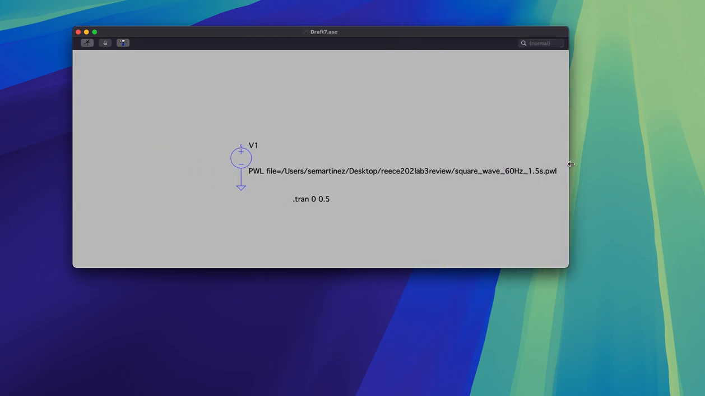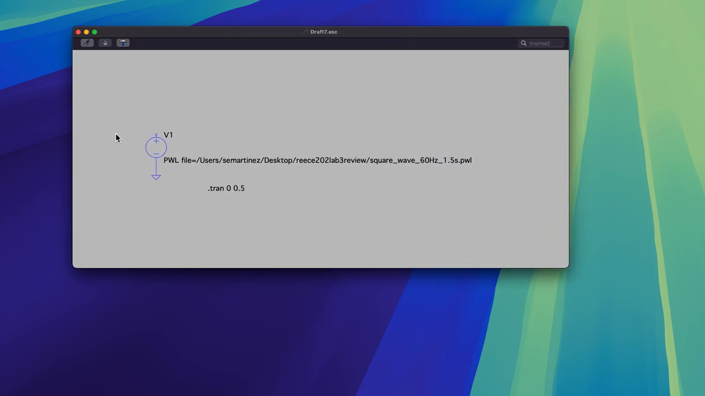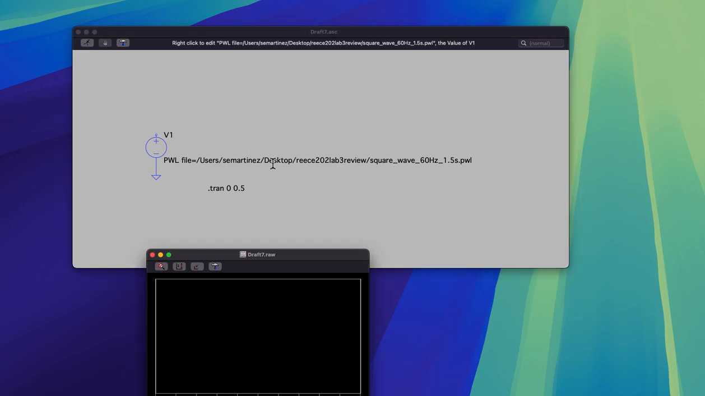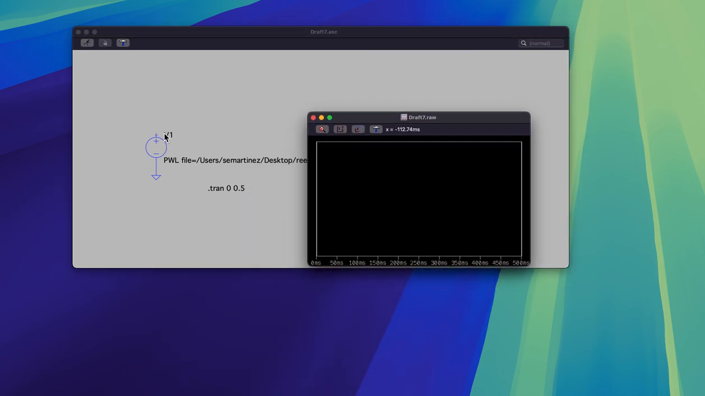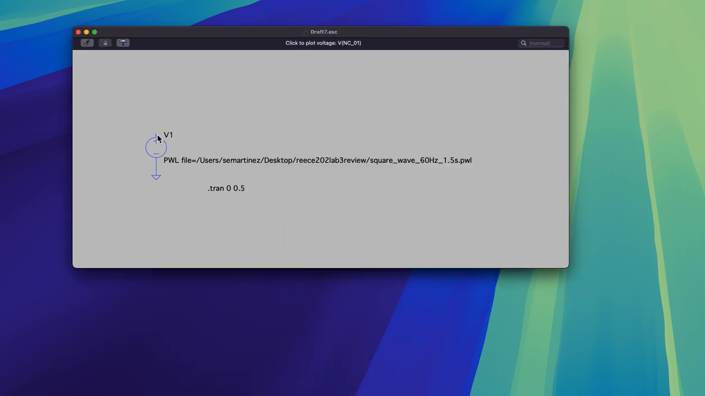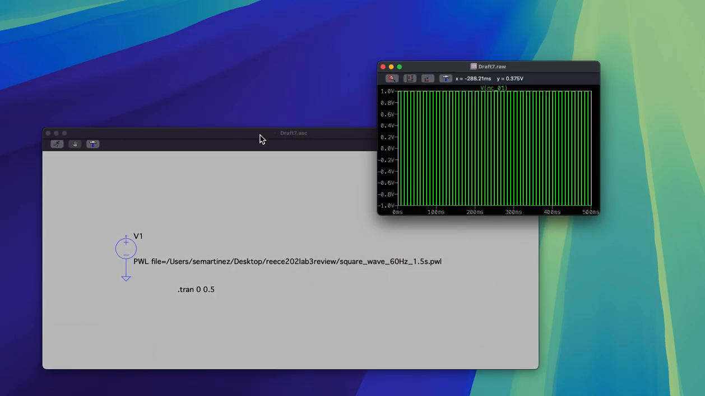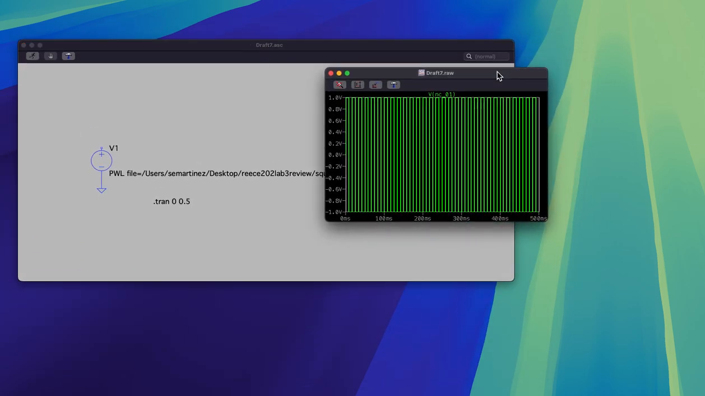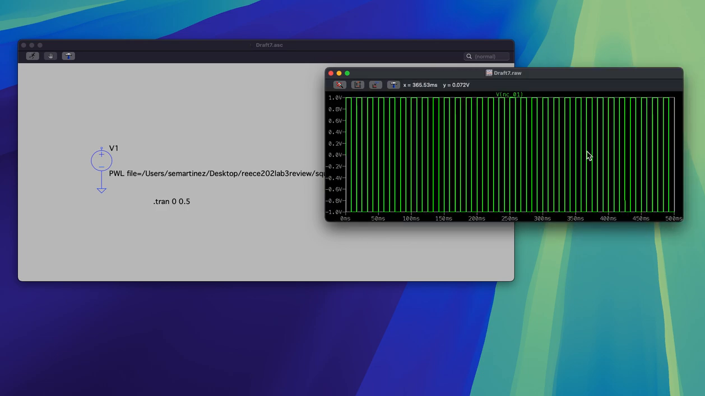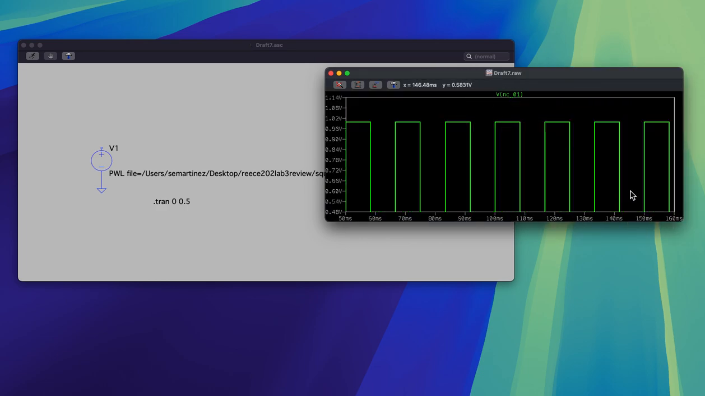So the difference now is that we're not defining this function. It's being defined by this file. So we can still run the simulation, measure this voltage, and here it is, our square wave as expected, right? If you zoom in, you can see that it is actually a square wave.